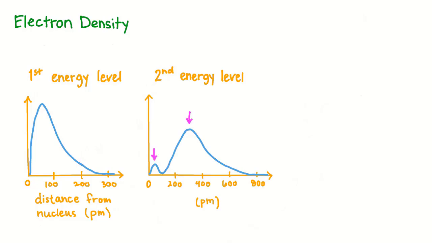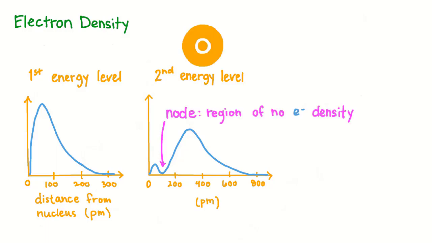In the second energy level, the electron has two peaks of electron density, with an area of no electron density in between, which is called a node. So this second energy orbital might look something like this. We have the first region of electron density, which is a sphere around the nucleus, then a spherical node where there's no electron density, with another sphere of electron density surrounding that. Looking at the graph, we'll also notice that the electron density for the second energy orbital extends further from the nucleus than the electron density for the first energy orbital. So the second energy orbital is larger than the first energy orbital.